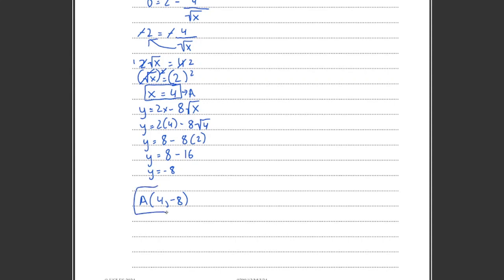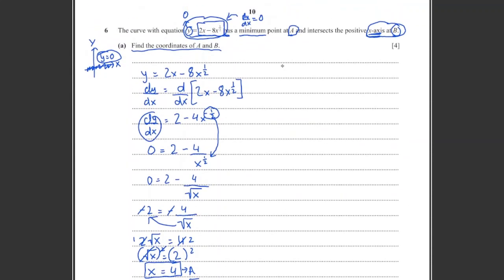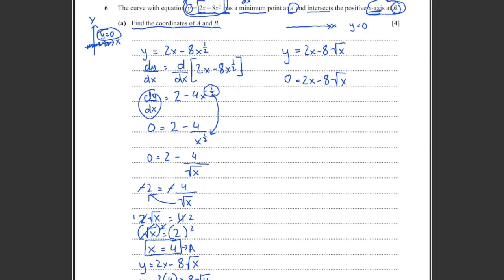Okay, so this is my first coordinate that I was supposed to find, which is A, and now I'm just going to try and find B. So the curve is basically intersecting the x-axis at B, and we know that at the x-axis, the y-coordinate is basically equal to 0. So I have my equation over here, y equals 2x minus 8 square root x, and I'm going to put my y-coordinate equal to 0, and so I get 2x minus 8 square root x, and I'm going to do something clever over here, and I'm going to show you guys what that is.